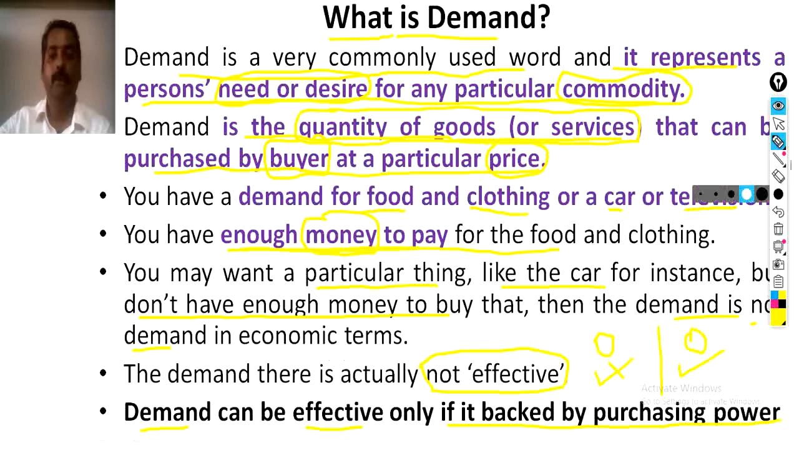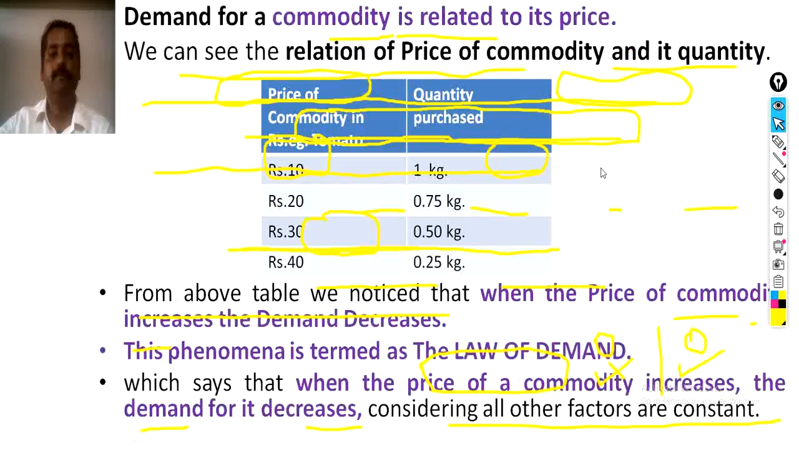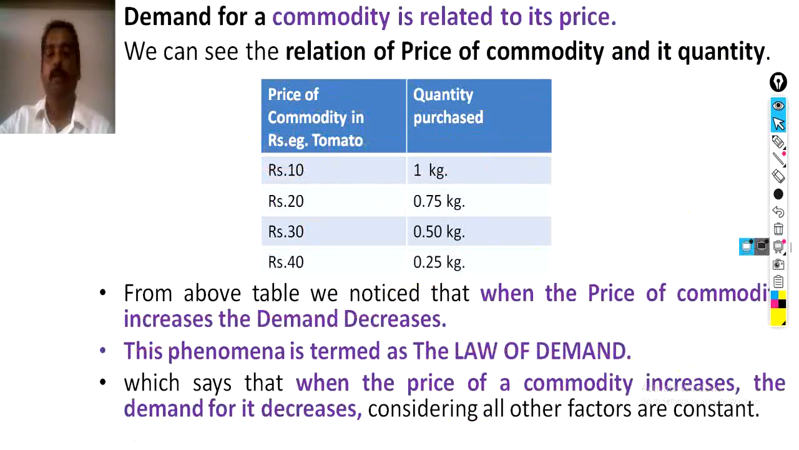Now we will see here. We can take an example that demand for a commodity is related to price. As already told, demand is related to the price. Now here we can take a particular example. Suppose we go to the market for purchasing a tomato.